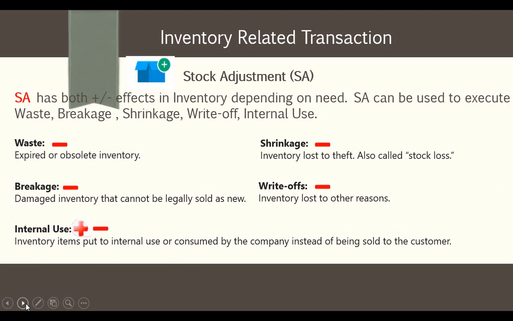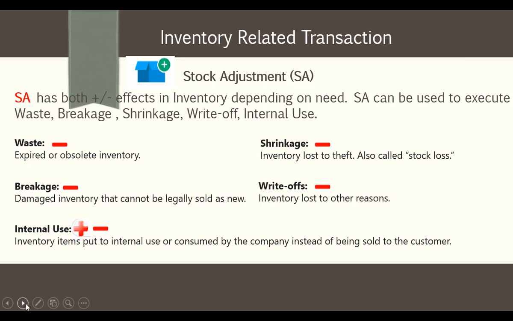Now, stock adjustment. Stock adjustment has both plus and minus effect in inventory depending on the need. SA can be used to record waste, breakage, shrinkage, write-off, and internal use. What is wastage? Expired or obsolete items. Shrinkage is inventory loss, theft, also called stock loss. Breakage is damaged inventory that cannot be legally sold as new. Write-off is inventory lost for other reasons. Internal use is inventory put to internal use or consumed by the company instead of being sold to the customer.